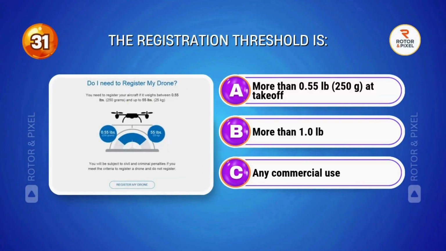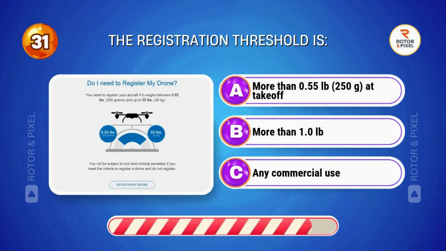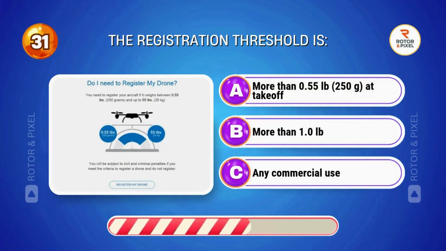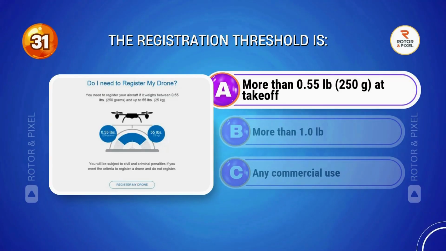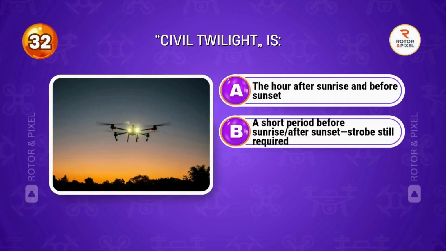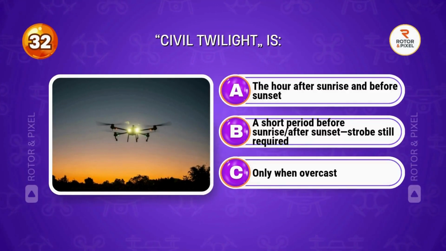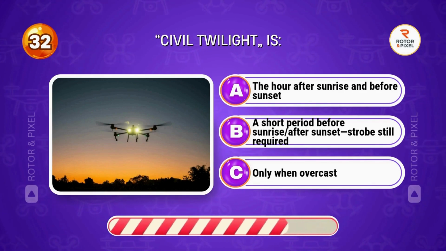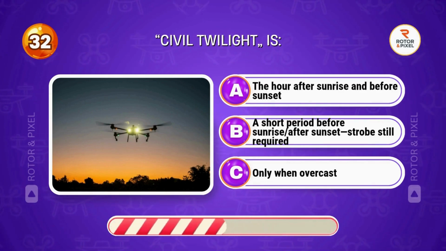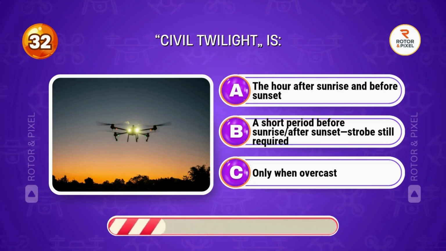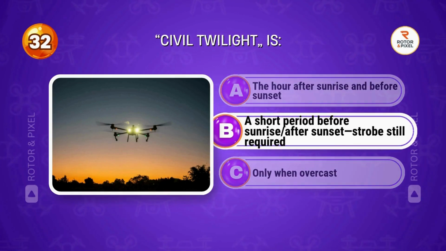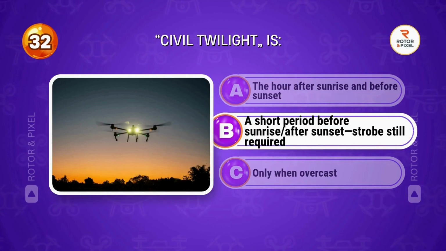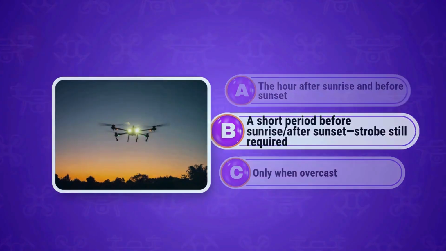The registration threshold is... Answer A, more than 0.55 pounds, 250 grams at takeoff. Civil twilight is... Answer B, a short period before sunrise and after sunset, strobe still required.